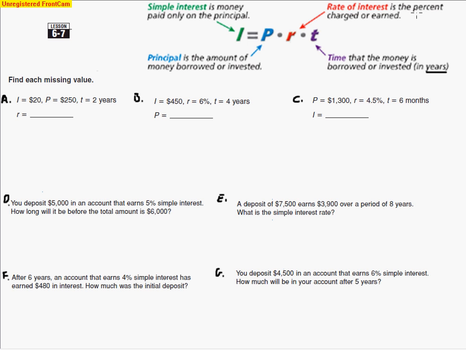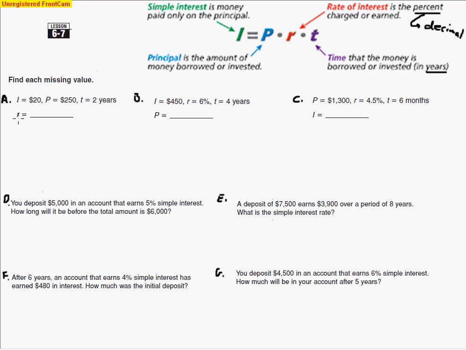So again, this percent, we're always going to want to change to a decimal, and we want to make sure our time is in years. So let's take a look at the problems that we might end up seeing. Here are some examples of each of the different types.